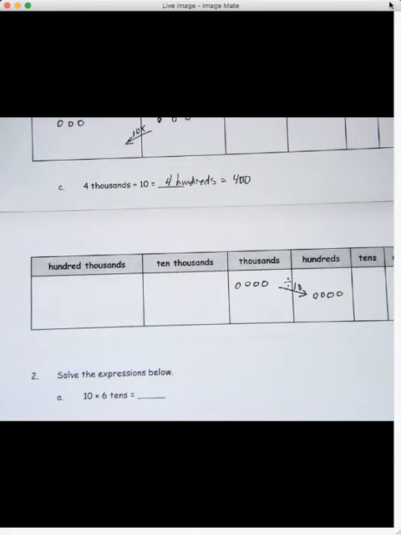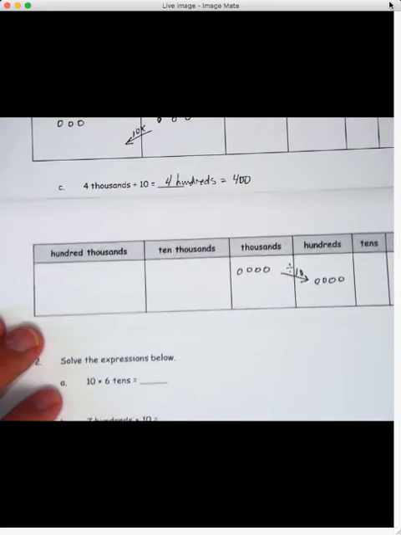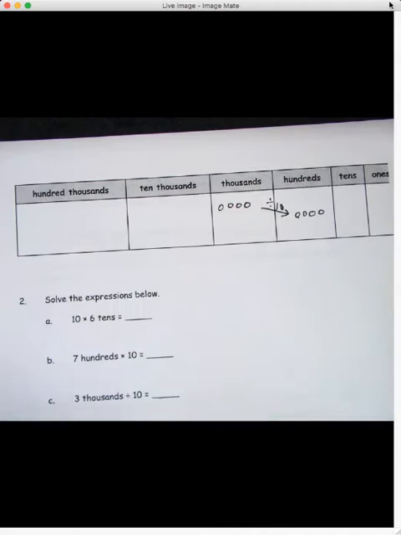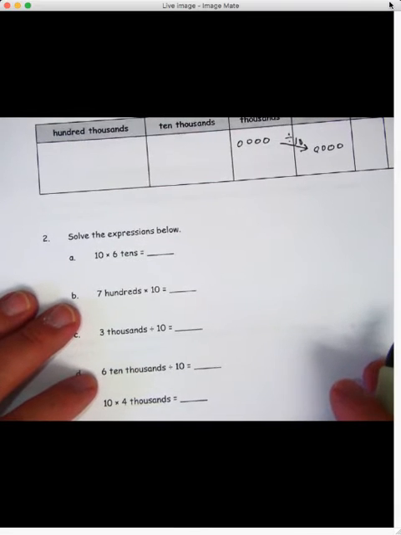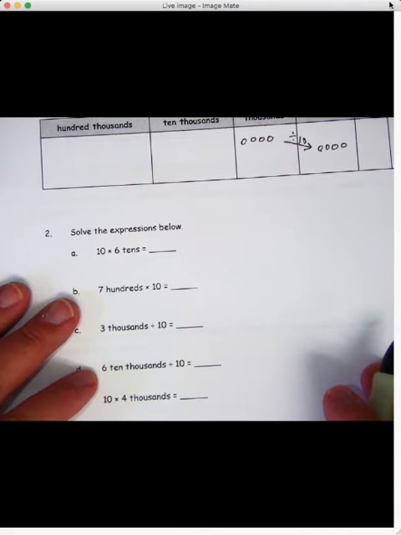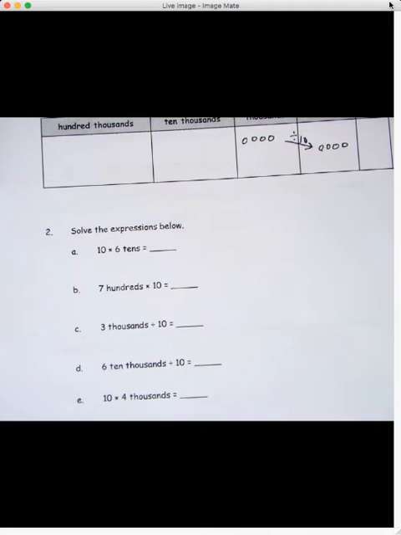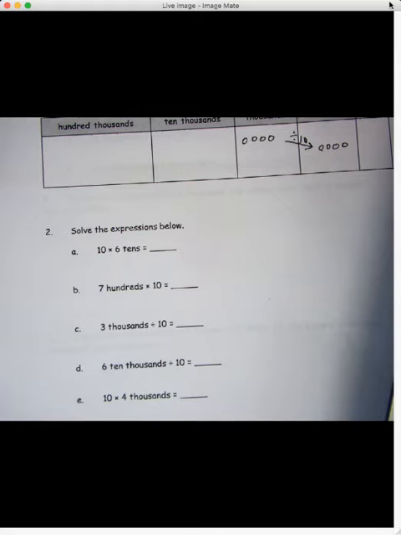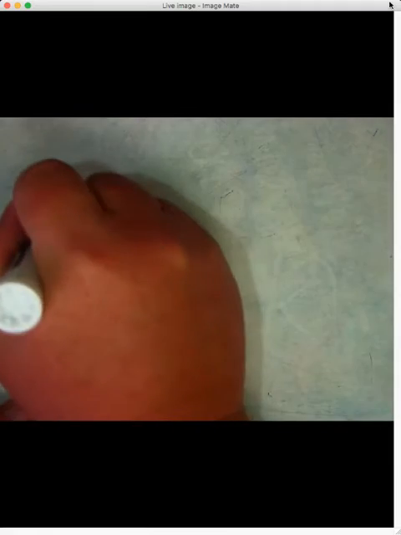Now, solve the expressions below. Let's look at this next part here. Part 2. 10 times 6 10s. Well, if we are going to look at that, we could use a place value chart. If you have a whiteboard, or if you have something like your piece of paper, we could draw these if we wanted to. So 10 times 6 10s. So let me draw this for us real quick. I'm going to zoom out in a minute, okay?